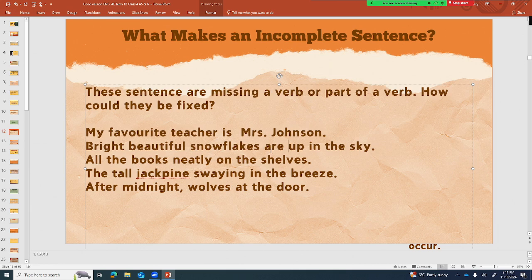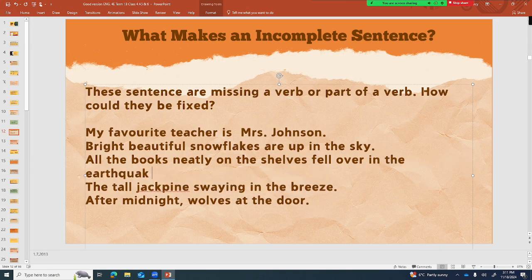All the books neatly on the shelves. Let me think. I need a verb. All the books neatly on the shelves. Let me see. Fell over in the earthquake. Sorry, kind of a crazy sentence, but it works. So all the books neatly on the shelves is kind of your noun phrase, and then fell over is your verb.